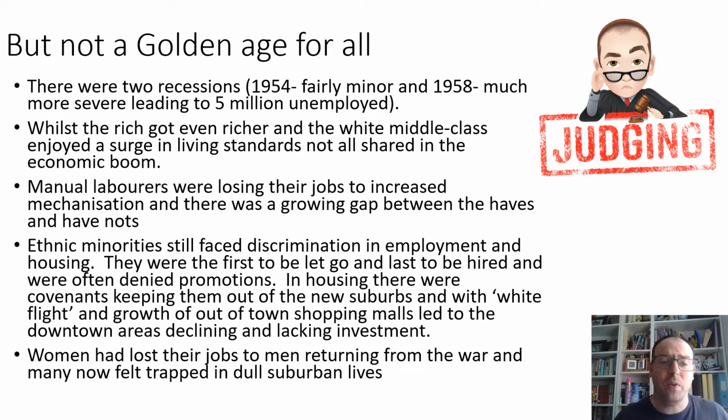In housing, there were covenants keeping ethnic minority groups out of the suburbs, and with white flight, as the white population moved out of the towns and cities into the suburbs, and with the growth of out-of-town shopping malls, this led to a decline in downtown areas, as they faced a lack of investment. And essentially, as socialists and others at the time wrote about this, the white middle class population could start to ignore these areas because they didn't have to go to them anymore.